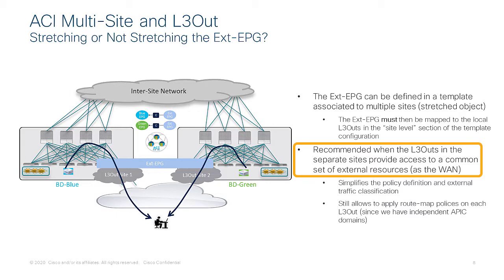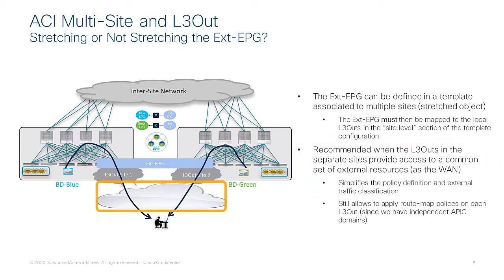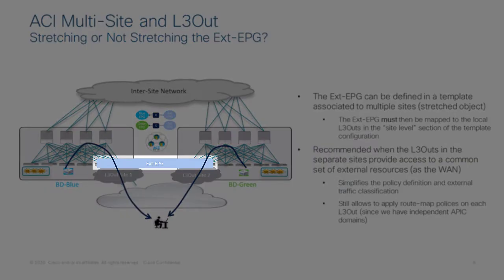In this example, we have an L3 out in site 1 and a separate L3 out in site 2 that provide access to the same external destination, right? So in this example, I have a WAN and the two sites are connected to the WAN via the local L3 out, but both provide access to the same WAN destination. If that is the case, then I can have a single external EPG defined as a stretched object, which, if you remember the previous multi-site module, means the external EPG must be defined in a template which is mapped to both sites.